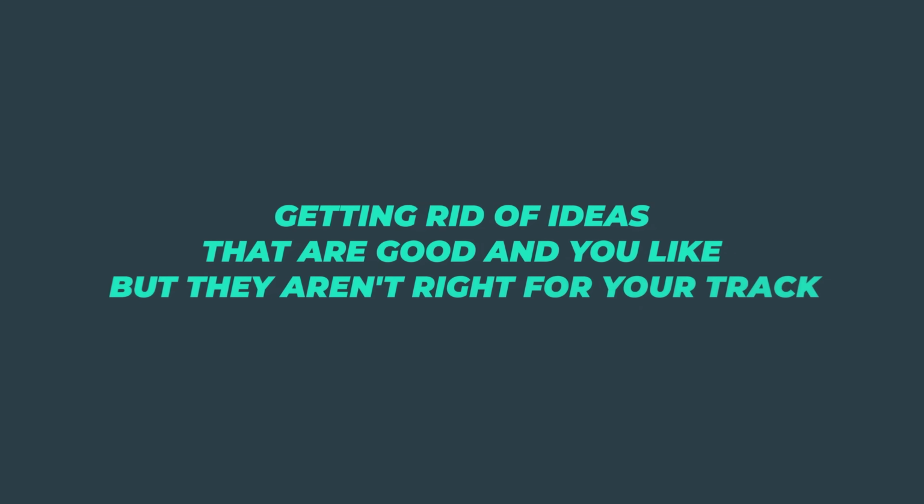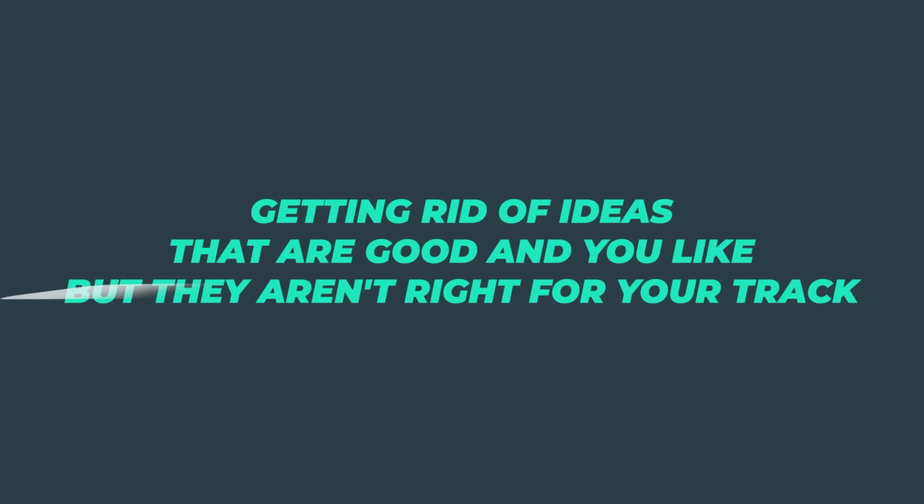Okay, so what happens when you stumble across a sound that sounds amazing, but it's not going to fit your vibe and it's got nothing to do with the reference tracks you've downloaded? What do you do in this situation? For example, if you're producing a deep house track, but you find this amazing arpeggio, but it sounds really trancy. Well, I used to say kill your kittens, that's a horrible phrase really, but it basically means getting rid of ideas that are good and that you like, but they aren't right for your track.